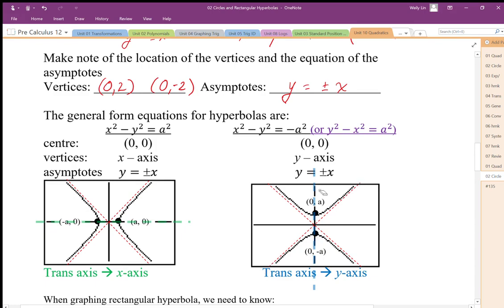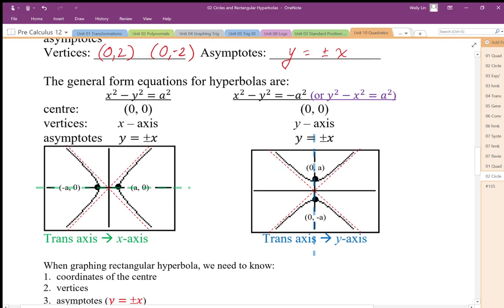The asymptotes are going to end up being the same, because the x and y proportions are the same as a circle, a square proportion. So these diagonals are just slope of 1 and negative 1.